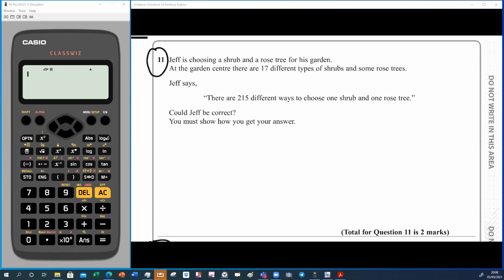Okay. Jeff is choosing a shrub and a rose tree for his garden. At the garden center, there are 17 different types of shrubs and some rose trees. Jeff says there are 215 different ways to choose one shrub and one rose tree. Could Jeff be correct? So how do we work this out? He said there's 215 different ways.